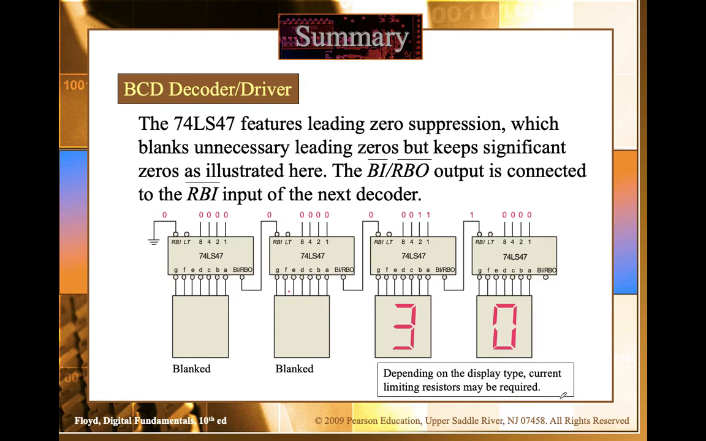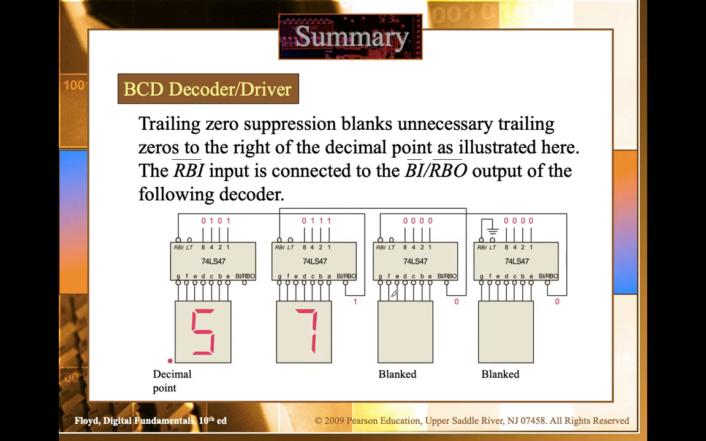So depending on the display type, current limiting resistors may be required for these outputs. Now this is for trailing zeros. For trailing zeros, you start from this direction, right? What are the trailing zeros? I just told you that if you have a situation like 4 0 0, these are trailing zeros, these are leading zeros. So for trailing zeros, this is the situation.